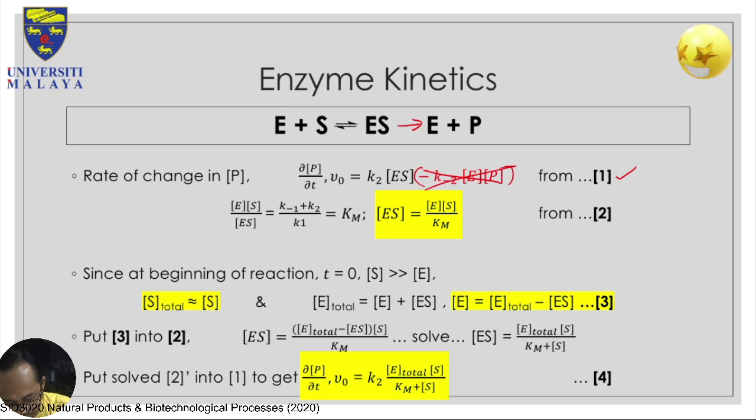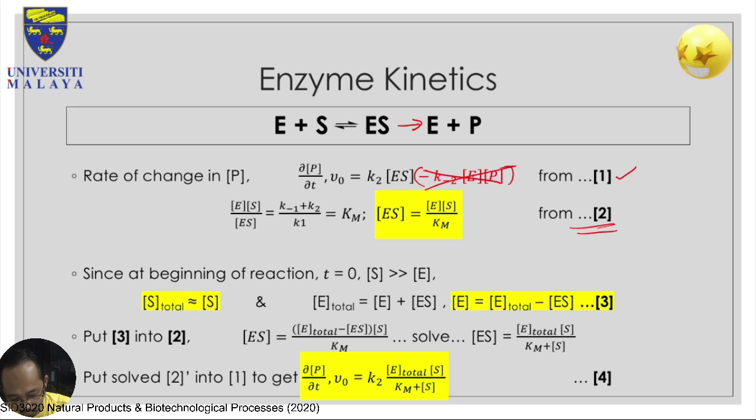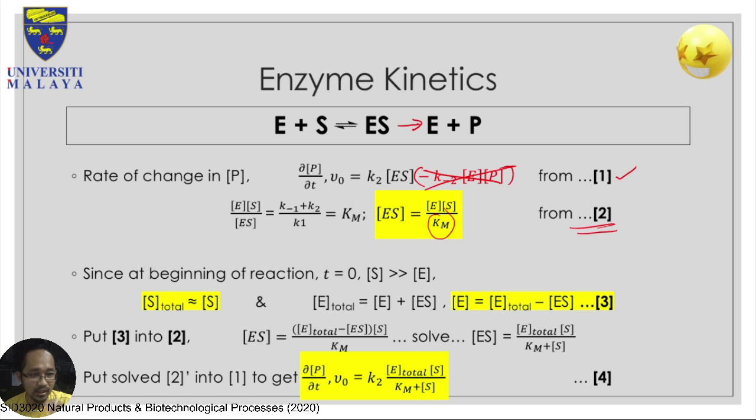and therefore you now only have V0 equals K2 times the concentration of ES. When you rearrange this, oh wait, sorry, from number 2, which is the Michaelis constant down here. I did highlight number 2. You know that Km equals the concentration of E times the concentration of S divided by the concentration of ES. So what you do now is simply rearrange it mathematically.